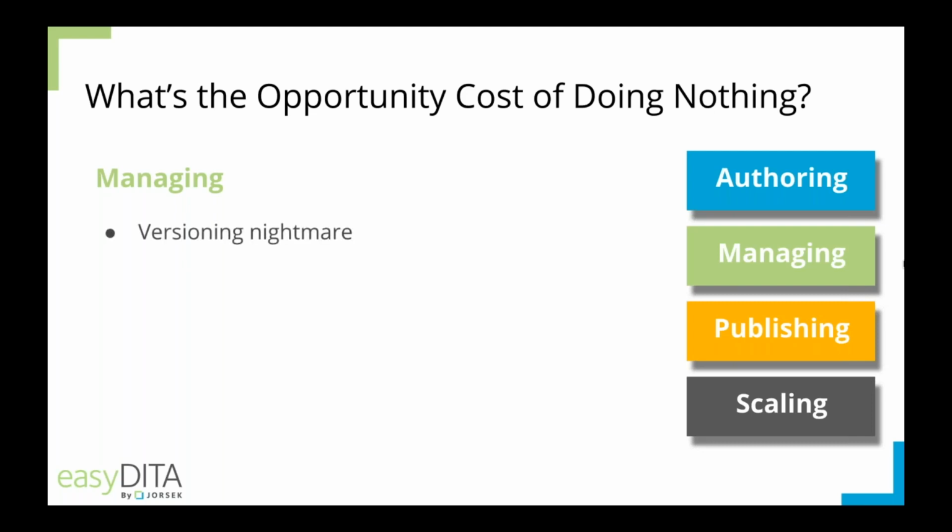Also relating to managing, the versioning nightmare. Now I know this was addressed a little bit in the previous session, and this goes into the importance of having some sort of content system in place. At EasyDita, we offer a component content management system. But at my old job, I was always asking this question: what is the latest version? I would go around, I would have multiple versions of the same document, and I would try to figure out which one was actually the latest version, because they'd all be titled something different. And you may relate to the story.